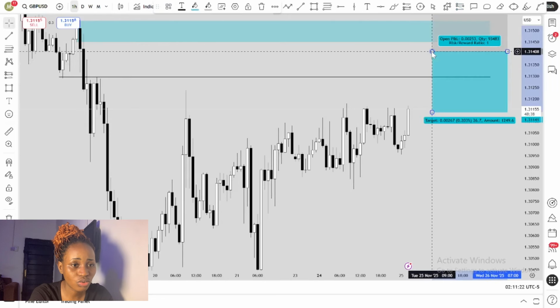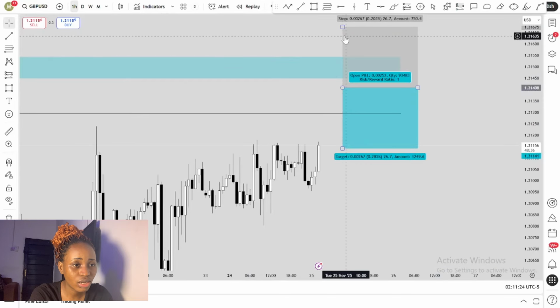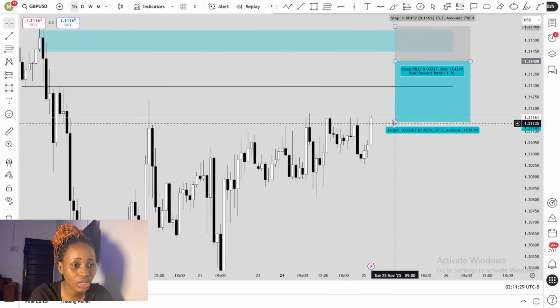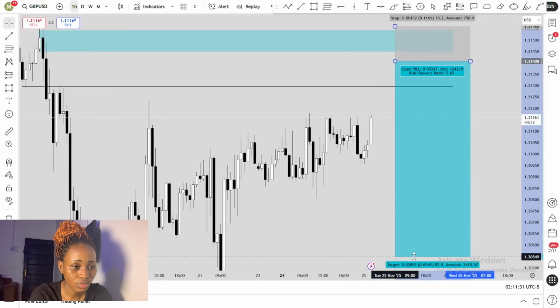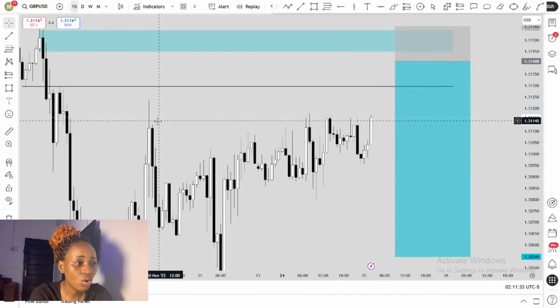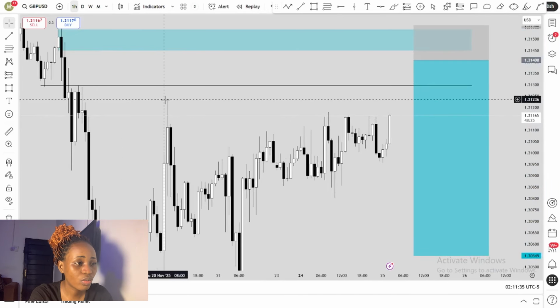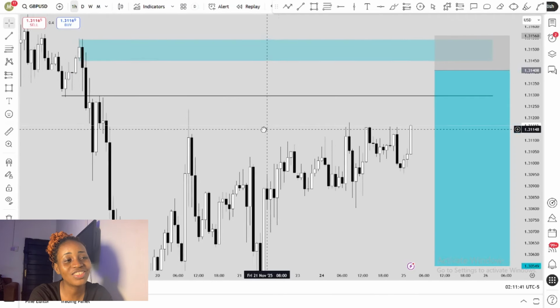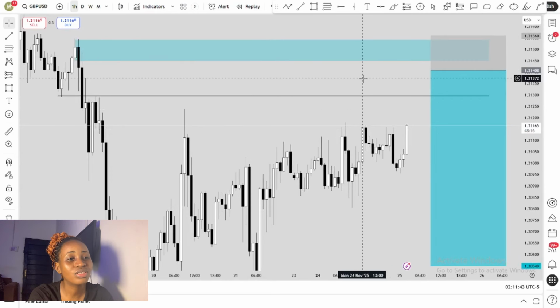I'm looking to maybe price will get to this other block before dropping to the downside, or price will just respect this breaker block here before dropping. Never can tell, but let's just see how this is going to play out. This is my own approach and this is my analysis for the week.